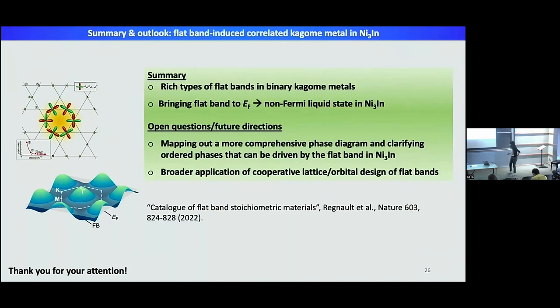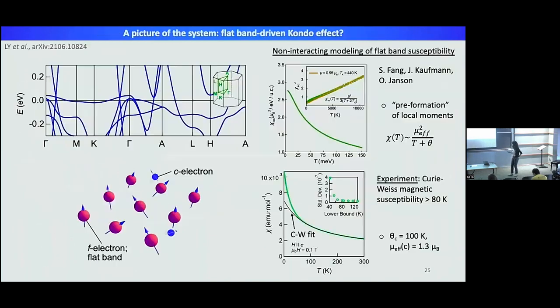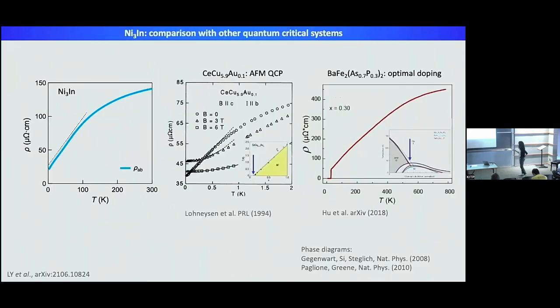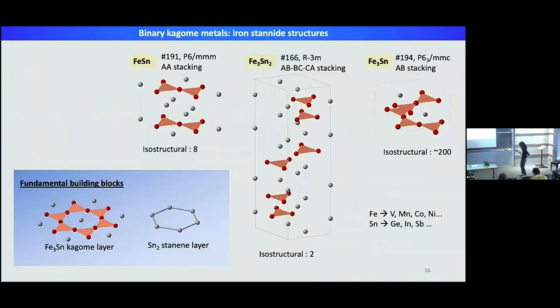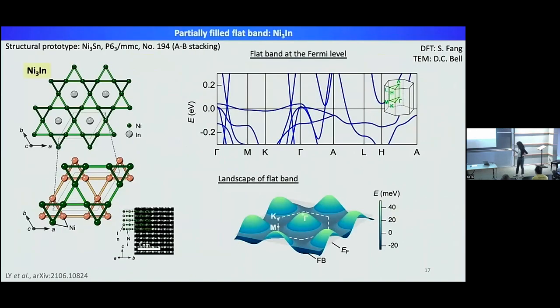I think, in some sense, what we found is that if you look at those band structures for a long enough time, you might find that a lot of those band structures look similar, but different materials have a different Fermi level. So in some sense, nickel-three indium just happened to have the Fermi level at the flat band.